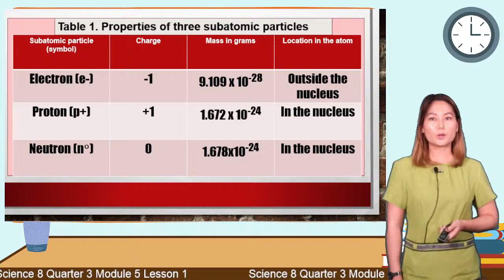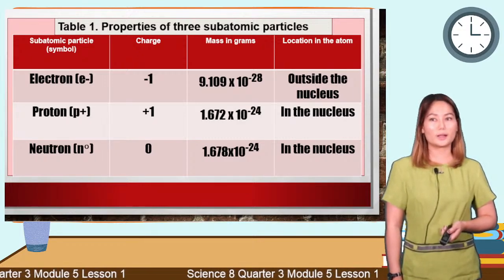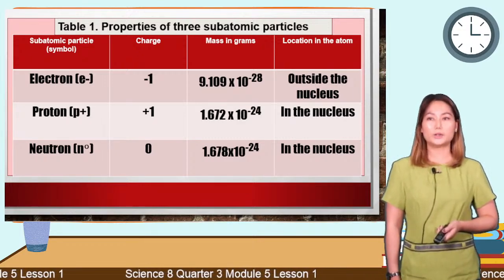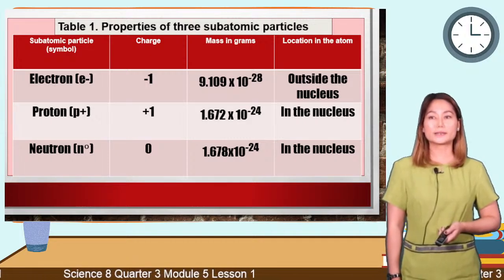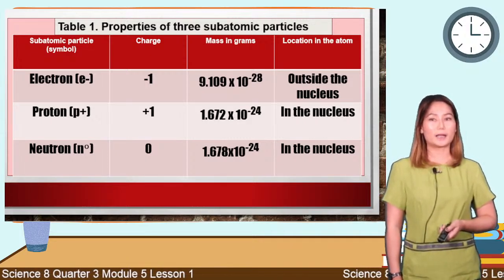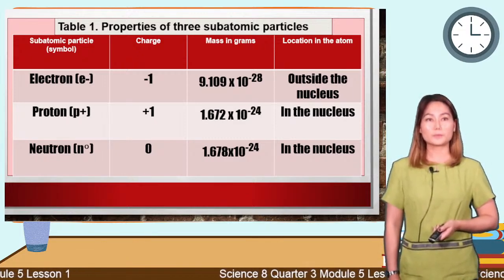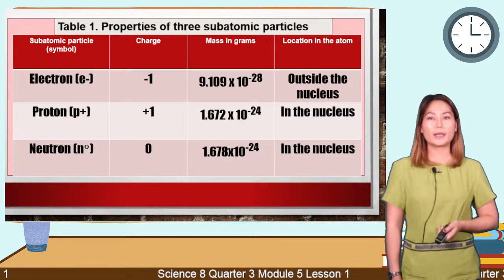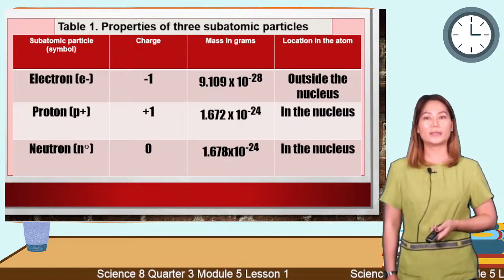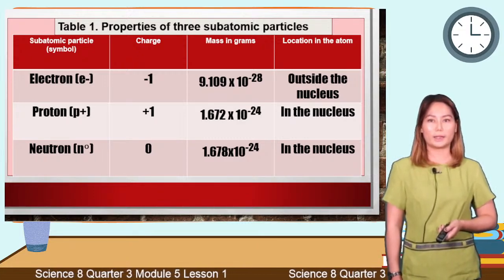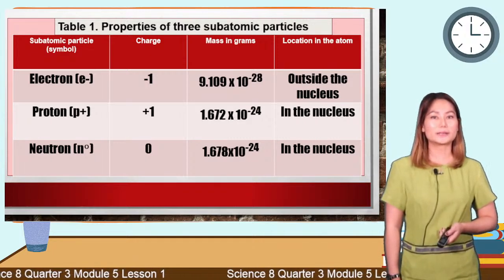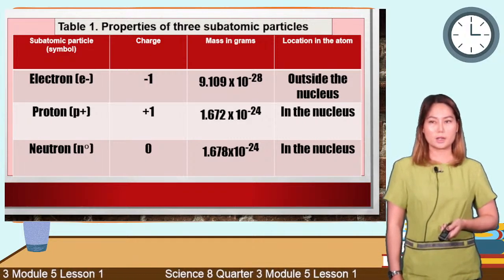So the 3 subatomic particles are the electron, the proton, and the neutron. The symbol of the electron is e negative, and the charge is negative 1. The mass in grams of the electron is 9.109 by 10 raised to the negative 28, and the location in the atom is outside the nucleus. Okay?